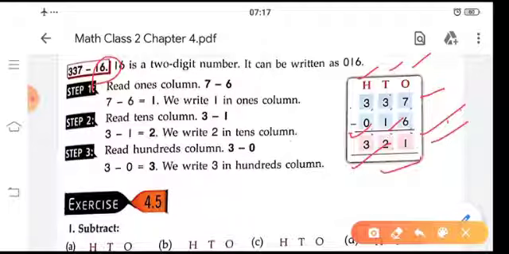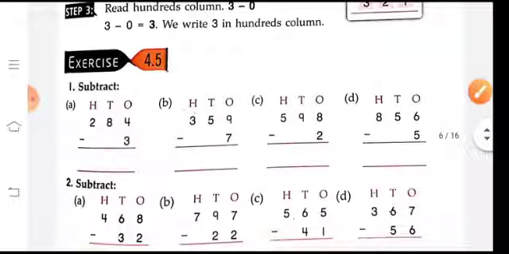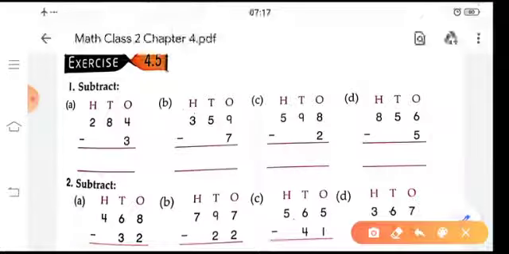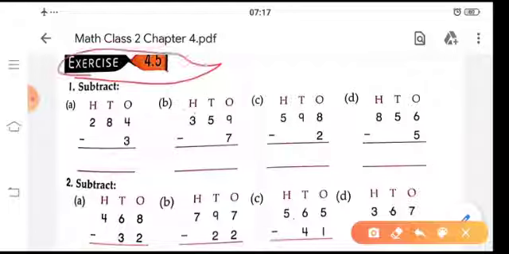Okay, so we'll move on to exercise 4.5. Now let's start with question number 1. First we write here 0, 0, 0 because no number is there, so we'll assume 0 over here. So 4 minus 3, 1. 8 minus 0, 8. 2 minus 0, 2.